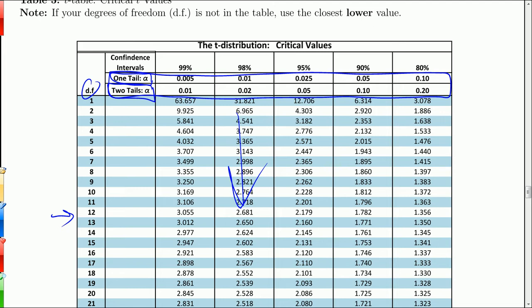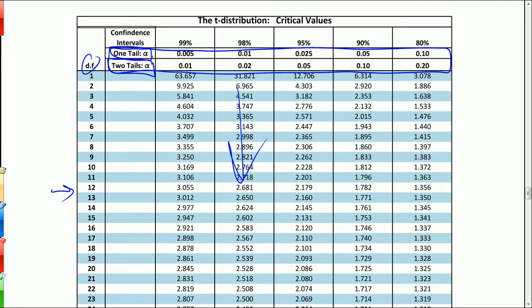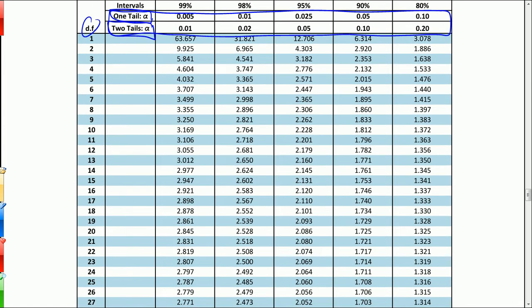There's also something else worth noting. These are all positive, right? And remember, we can have negative or plus and negative. So you're always given a positive value. So suppose you have a right-tailed test, and you get z sub alpha equals 2.179, for example.